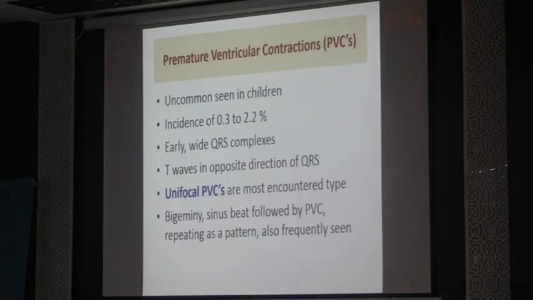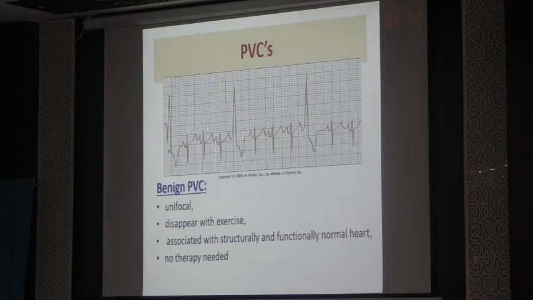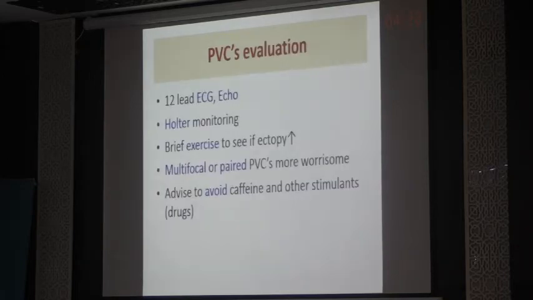Premature ventricular contractions are uncommonly seen in children, but they do occur. We consider them benign when they are unifocal, which are the most commonly encountered. As with the criteria in adults, when they are unifocal, disappear with exercise, and are associated with a structurally and functionally normal heart, we consider them benign. No therapy is needed. But again, for us it is not that common.